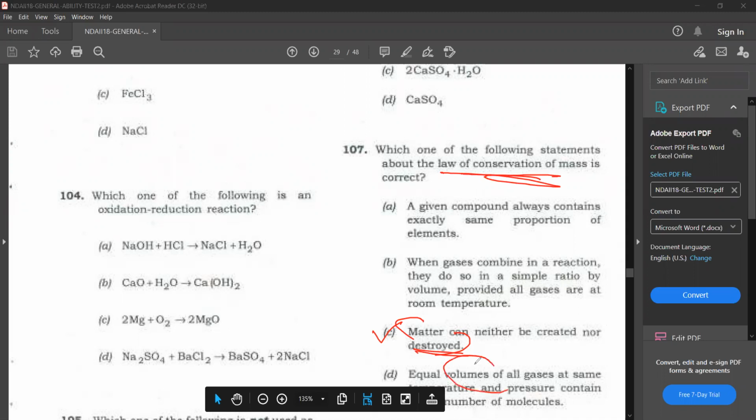All the other statements are related to volume. This is the reaction, related to volume. This is related to the number of elements in a compound. So the answer is option C. Matter can neither be created nor destroyed. That is a statement related to the law of conservation of mass.